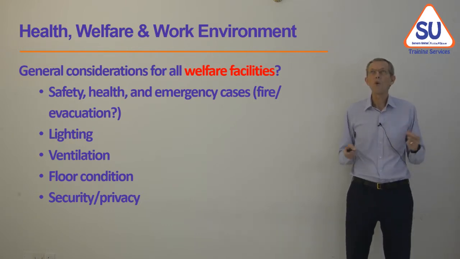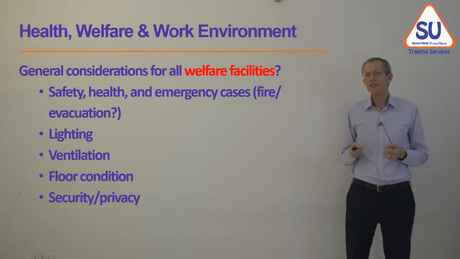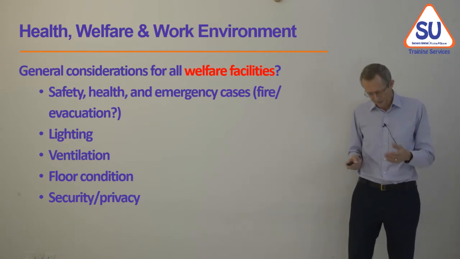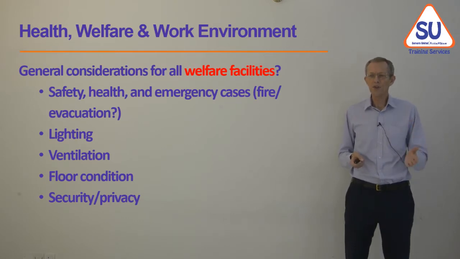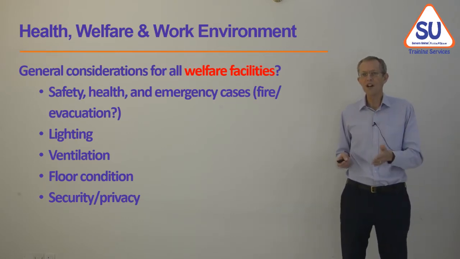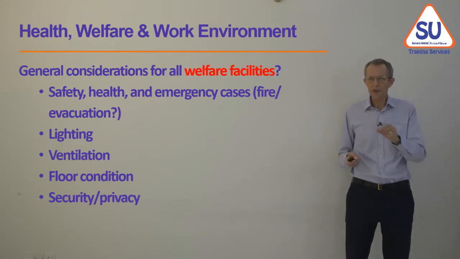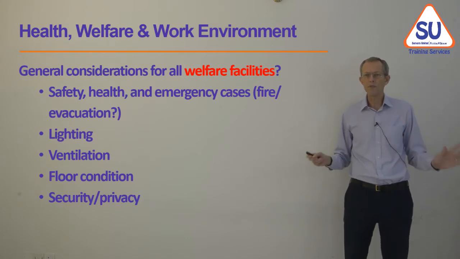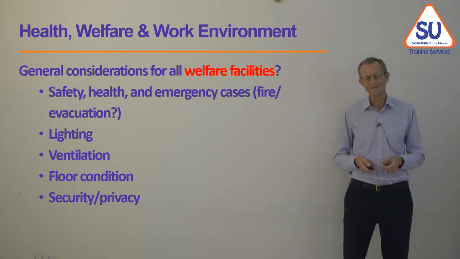Lighting I've mentioned. We like to be able to see what we're doing in a toilet. Ventilation, we want some fresh air in the toilet. The floor condition. If the floor is slippery, that's not good. If the floor is dirty, that's probably worse. So the cleaning and the floor condition are important. We'd like the floor to be dry and clean. And then security. When we go to the toilet, we like to go in by ourselves and lock the door and know that we will not be disturbed while we're in the toilet. These things need to be part of our arrangements.